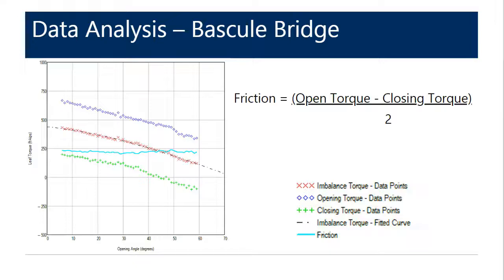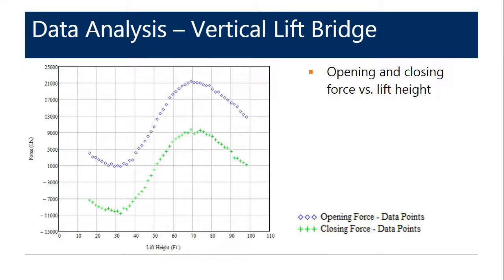Now, the data analysis for a vertical lift bridge is similar, as it's based on the same fundamental equations, but it is also presented here. And you can see this is a plot of the opening and closing forces versus lift height. Again, the data has been selected in the steady state, steady speed of operation of the span, and you can see that we've removed the accelerating and decelerating regions from the data analysis, as the data does not go all the way to the vertical axis.